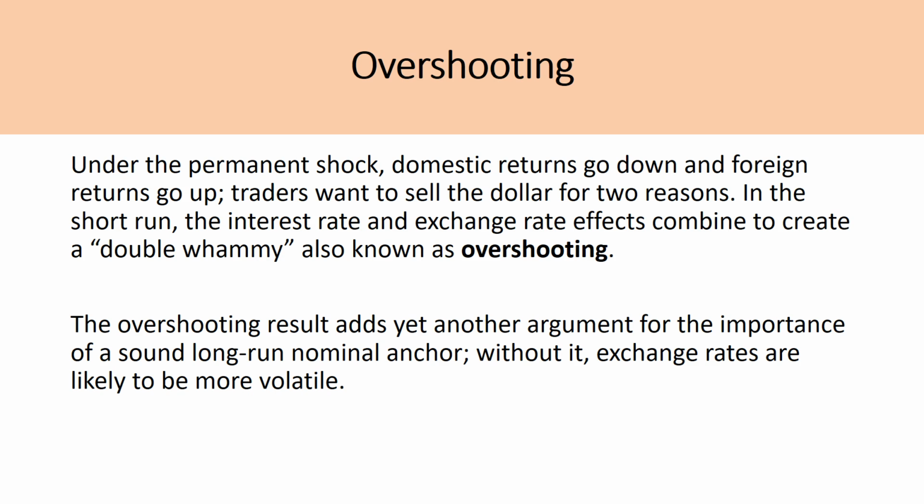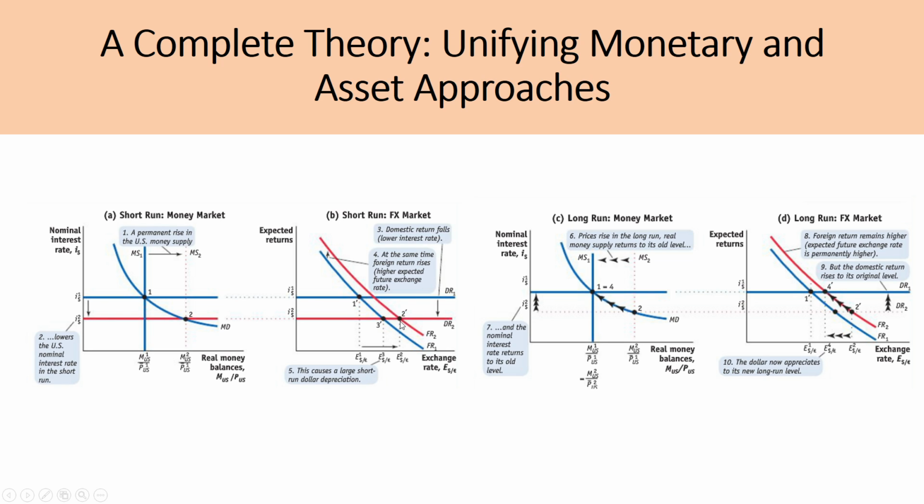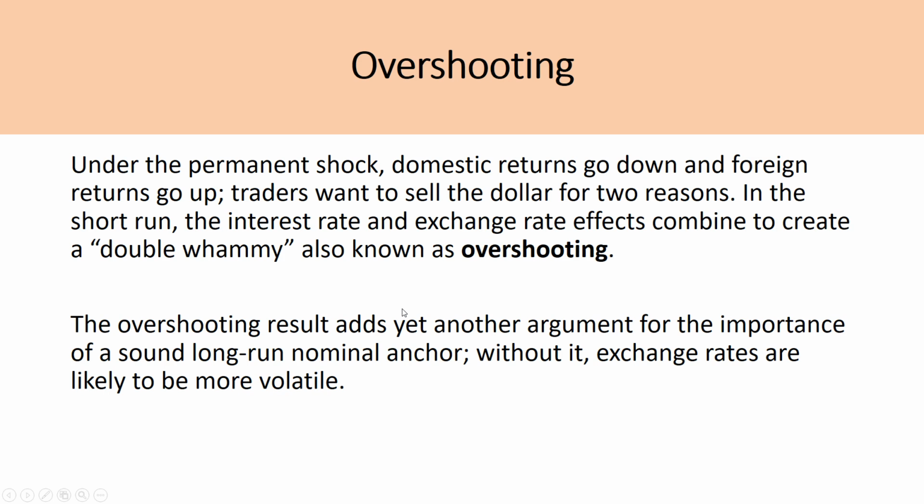In the short run, the interest rate and exchange rate effects combine to create a double whammy, also known as overshooting. So really, this new equilibrium point at this level is actually not the long-term solution. The long-term solution is where the domestic returns stay the same in the long term, but there's a new, higher foreign return. So the actual equilibrium exchange rate in the long term will be at this point over here. So it's much lower than where it is in the short term. And so this is the concept of overshooting.